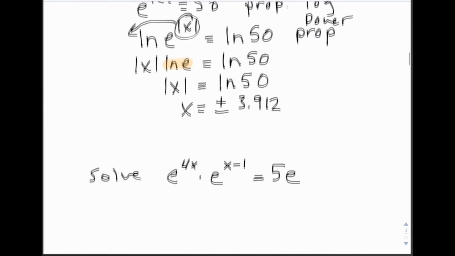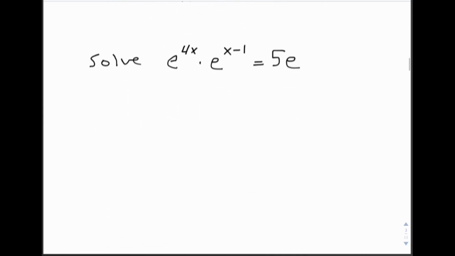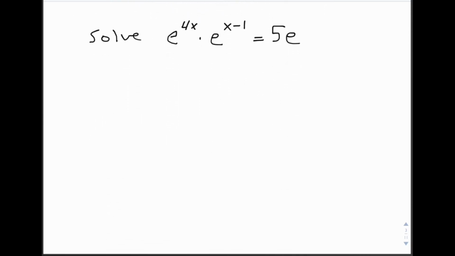Okay, so now we can go ahead and look at our next problem here. So we want to go ahead and solve e raised to the 4x times e raised to the x minus 1, and that's going to be equal to 5e. So we have to actually use one of our properties previously. So we want to use the fact that a raised to the m times a raised to the n is actually equal to a raised to the m plus n.